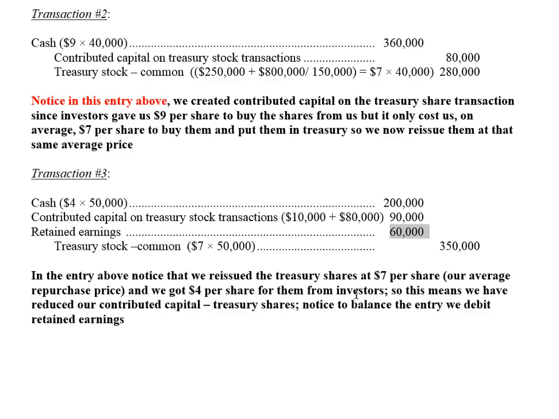So notice that again we reissued the treasury shares at what it cost us to buy them back on average. So we took them out of our account at what it cost us on average to buy them back and hold them in treasury, and we debited cash for the amount the investors gave us.